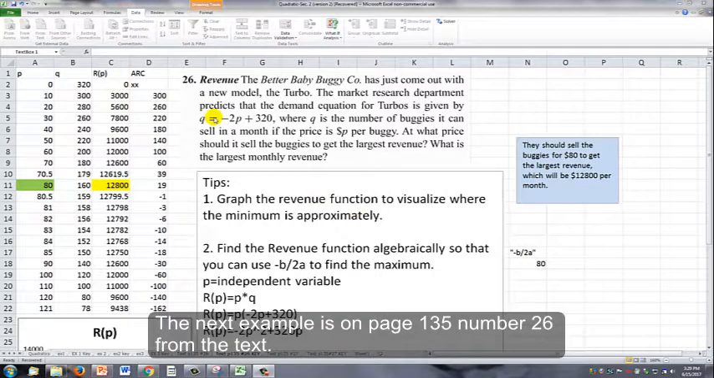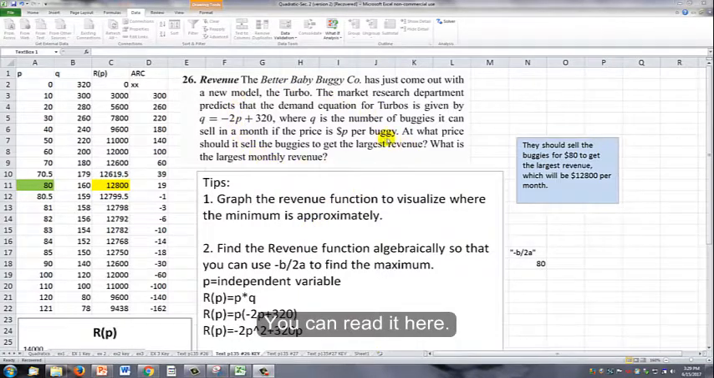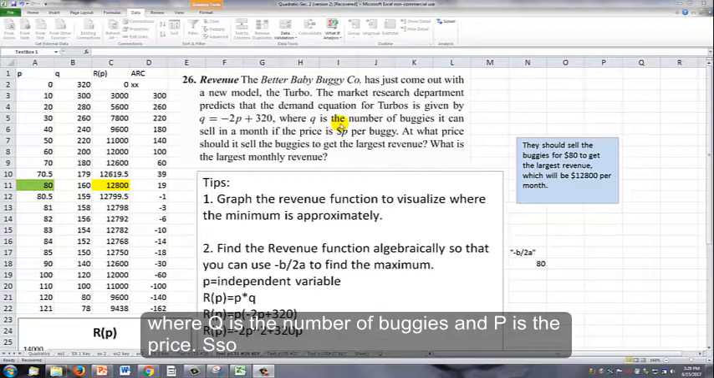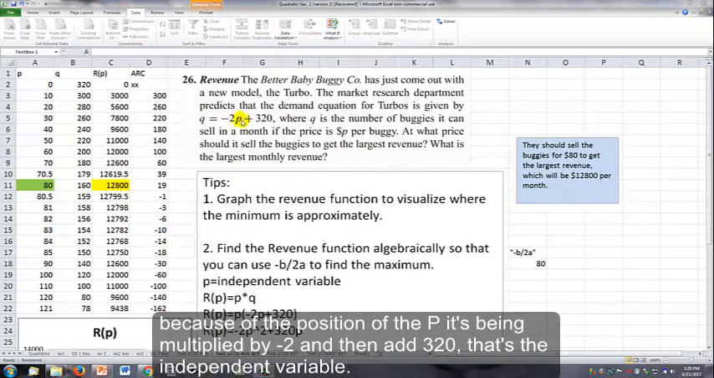The next example is page 135, number 26 from the text. You can read it here. We are given a demand equation. Q equals negative 2P plus 320, where Q is the number of buggies and P is the price. So because of the position of the P, it's being multiplied by negative 2 and then add 320. That's the independent variable.